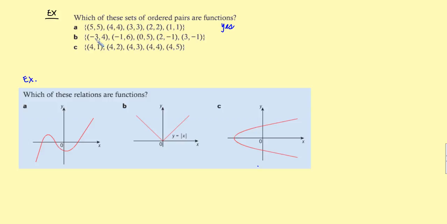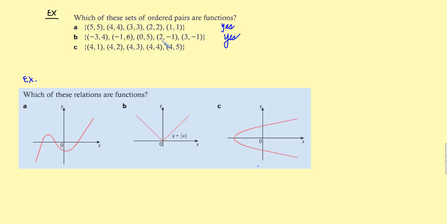Now, if I take a look at the next one, I've got negative 3 that goes to 4, negative 1 that goes to 6, 0 that goes to 5, 2 that goes to negative 1, and 3 that goes to negative 1. Now, 2 goes to negative 1, and 3 goes to negative 1. That's fine. That's all right. That's going to be a yes.